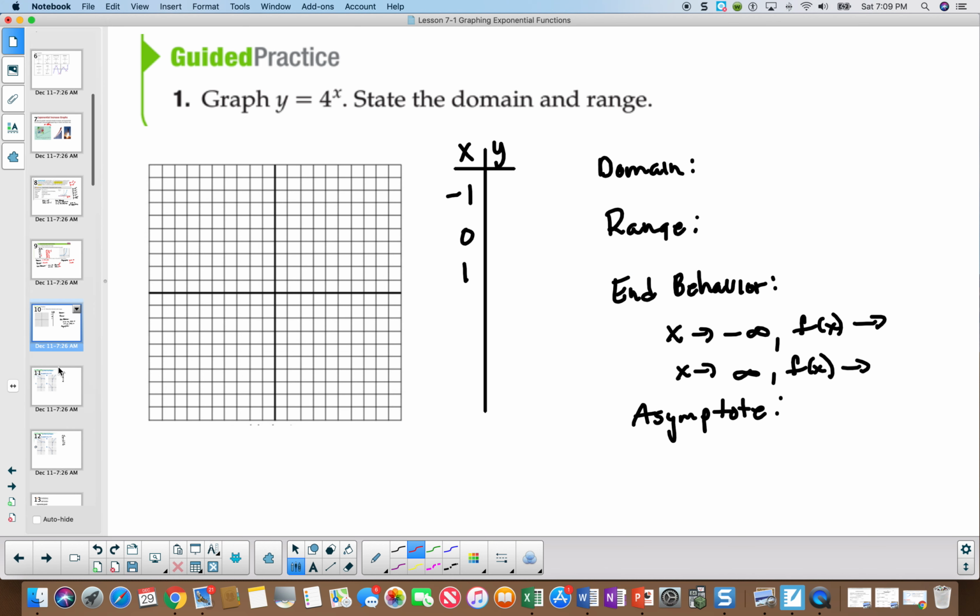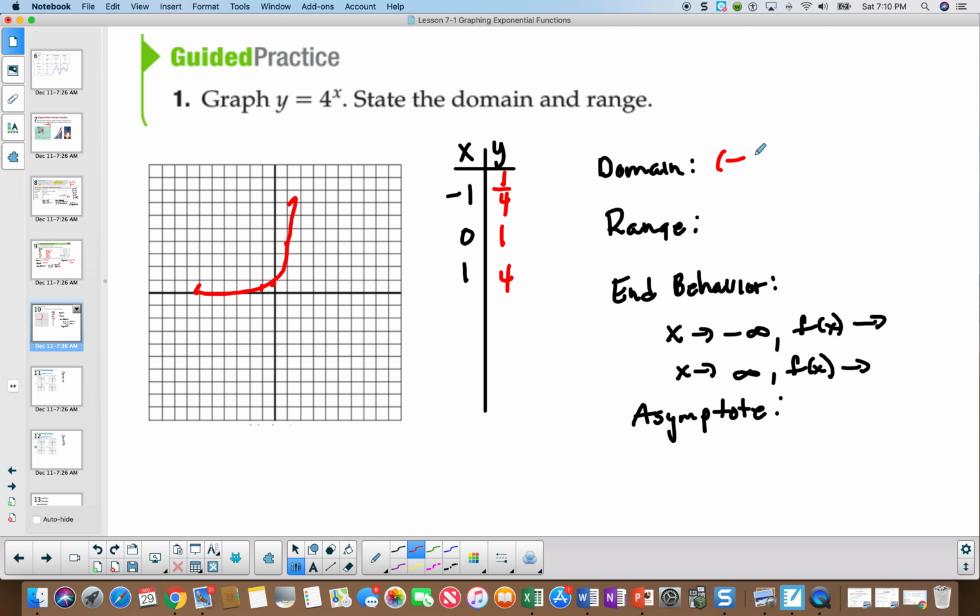All right, let's take a look at another one, and this time we'll do 4 to the 0 power, that's going to be 1. 4 to the negative 1 power is 1/4. 4 to the 1 power is 4. So let's go ahead and graph that. And then 1, 1, 2, 3, 4, negative 1, 1/4, and our graph will look something like this. Try not to have it cross the x-axis here.